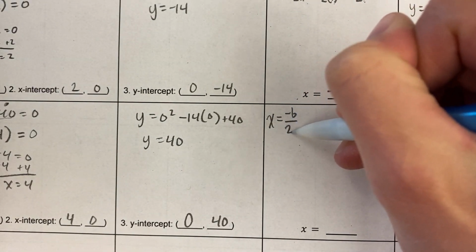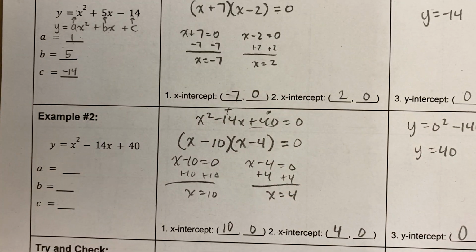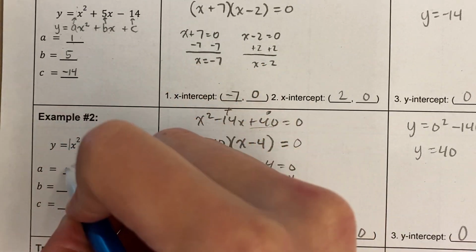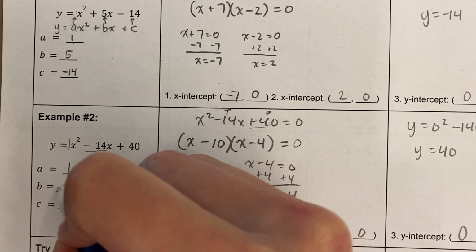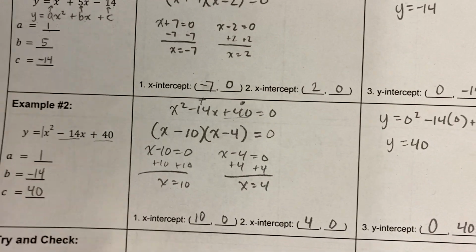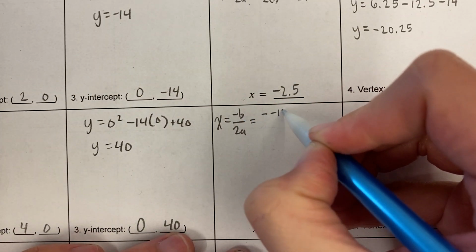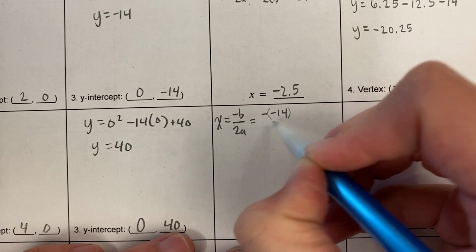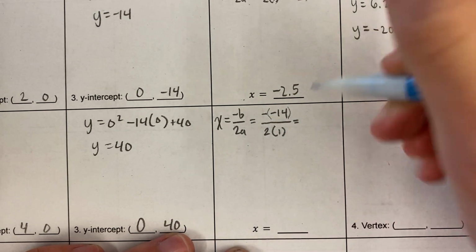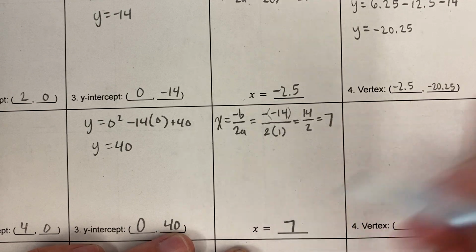Okay, here's my negative b over 2a. Let's go back to the equation. My a value is 1, that invisible 1. My b value is negative 14, and my c value is 40. So my a is 1, and my b is negative 14. So let's go here. My negative b is negative 14. You can put parentheses on it to make it clear if you want. And then my a is 1. So this becomes negative negative 14, which is positive 14, over 2. 14 divided by 2 is 7, which totally makes sense.